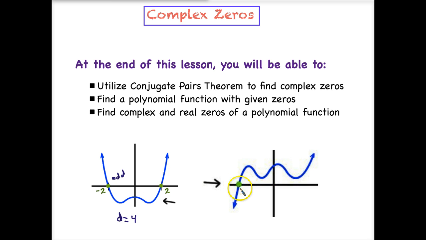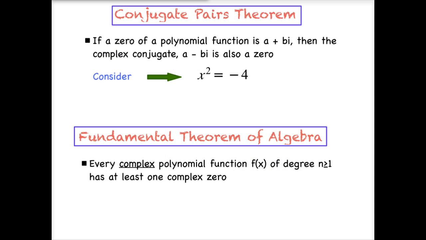Let's look at the second one. In this case, we have 1, 2, 3, 4 turning points, so we know that we have at least a degree 5. One of our zeros passes through once again, so this has to be an odd zero. So could this be to the 5th power? We'll be able to answer that question better if we examine complex zeros. Let's first look at the conjugate pairs theorem.